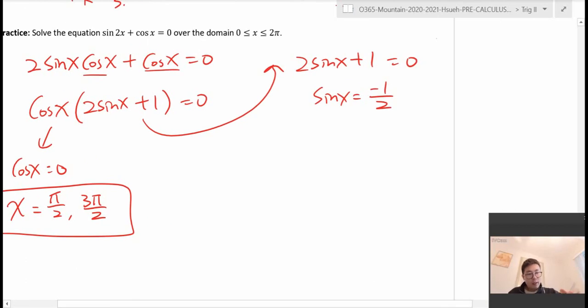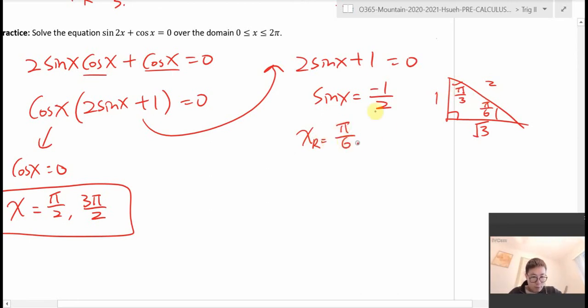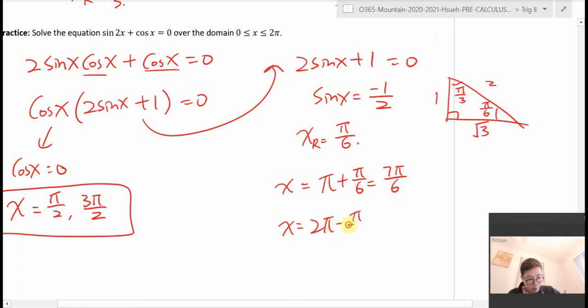Okay, so this, again, is a special triangle. I'll draw it again. 1, 2, root 3. This is pi over 3. This is pi over 6. The reference angle is opposite of hypotenuse, so that's going to be pi over 6. Now, we know sine x is negative in quadrant 3 and 4. So my x values would be pi plus pi over 6, which is 7 pi over 6. And then the other one is going to be 2 pi minus pi over 6, which is going to be 11 pi over 6. And there you go.